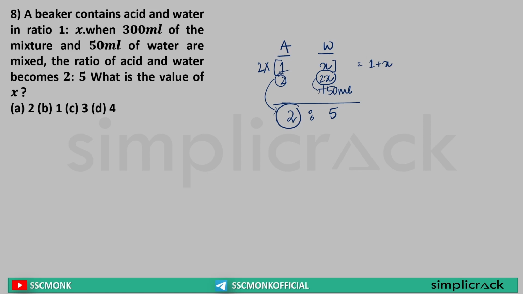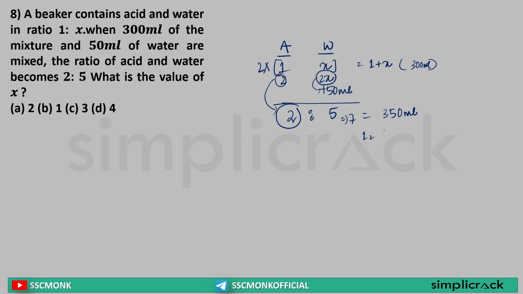This is what it is talking. Yes or no? Yes. Now understand, when I am adding, this mixture was what? 300 milliliter. So when I add 50 milliliter, the total mixture becomes what? 350 milliliter. Sir, 2 plus 5 is equal to 7 parts. Sir, 7 parts is 350.